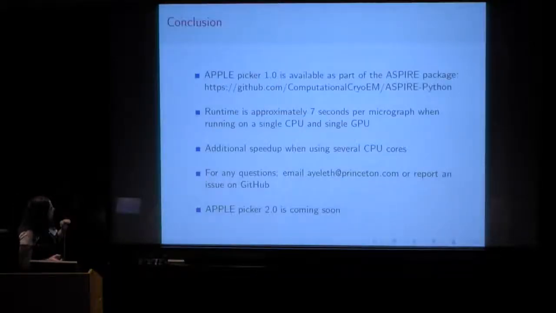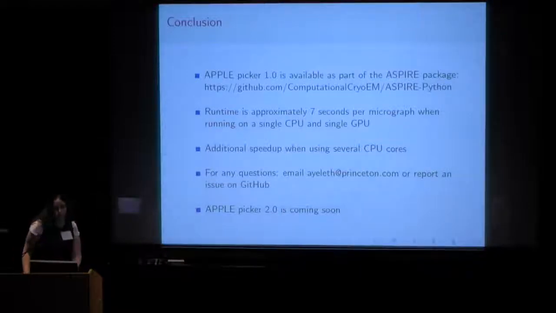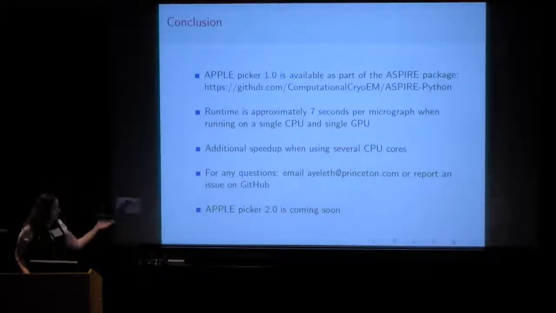Okay. So yeah, finished a little quickly, but we have the Apple Picker 1.0 that's available in Python and in MATLAB. The Python version is available as part of the Aspire toolbox. Like I said, the runtime is approximately 7 seconds, but that's when you do it on one GPU and one CPU. We also have code that allows you to run several micrographs at one time on the same GPU, and code that allows you to run on several CPUs and on several GPUs, and all that gives a very nice speed up. So we were actually able to get 84 micrographs done in about 80 seconds using as many resources as we were able to get at the time.